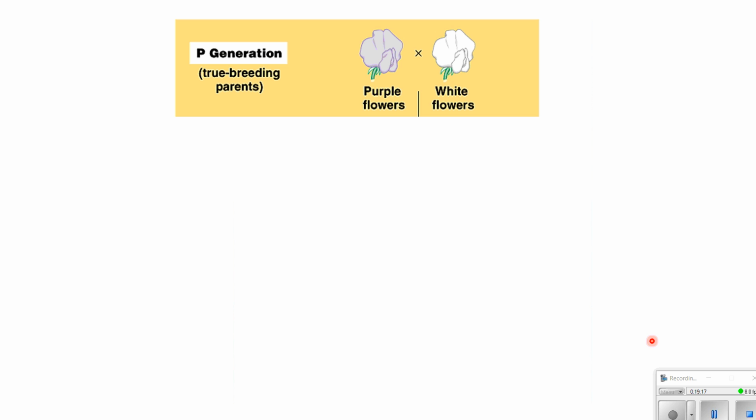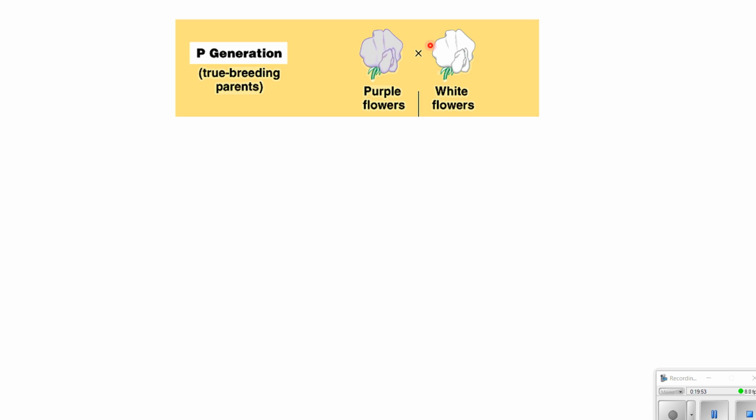Okay, so here's a closer look. The original 2 parents that were cross-pollinated are called the P generation, capital P, that stands for parents. And so this was a true breeding purple flowered plant. True breeding just means that this plant has purple flowers, its parents had purple flowers, their parents had purple flowers, on and on and on. This is a purple flowered pea plant that comes from a long line of nothing but purple flowered pea plants.